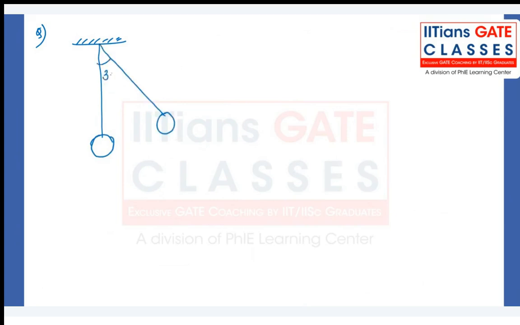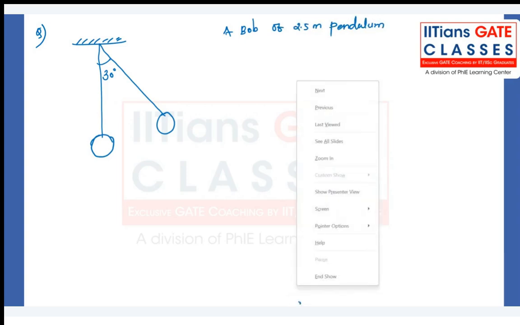Okay, let's take a question. A bob of a 2.5 meter pendulum describes an arc of a circle in a vertical plane.